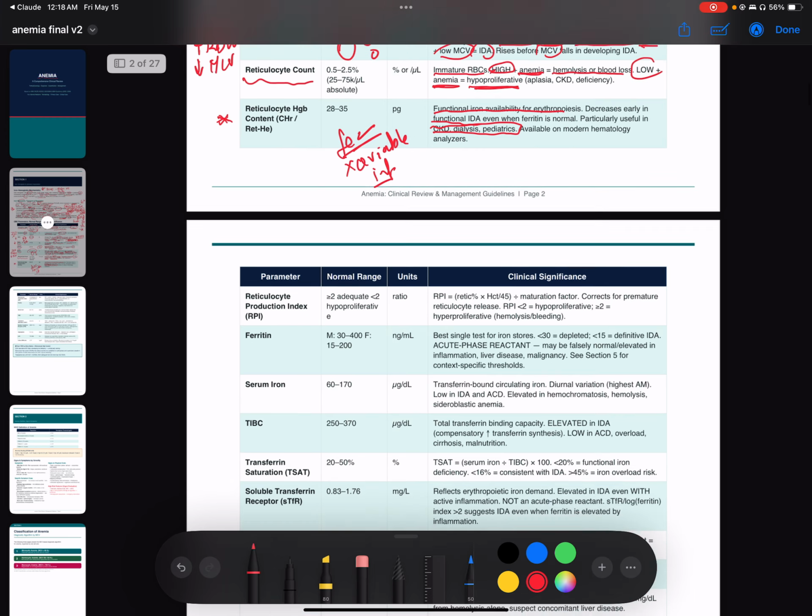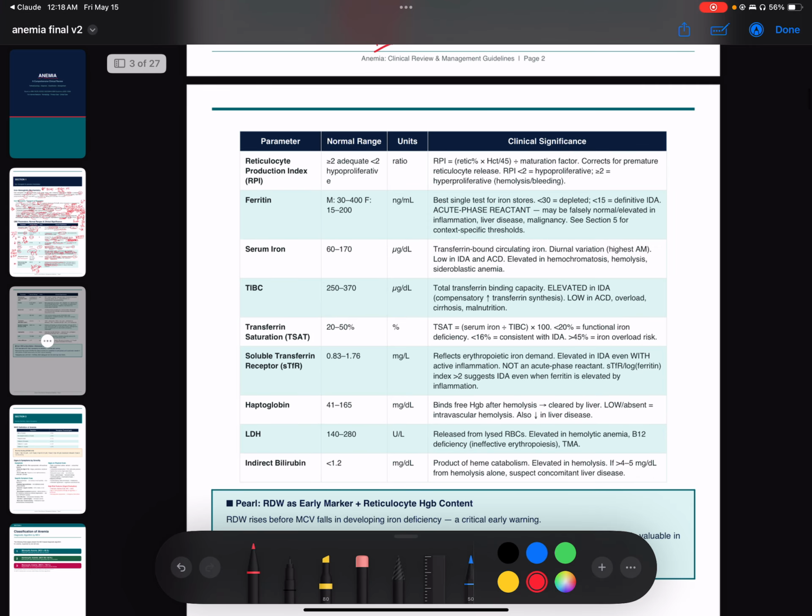Okay, let's continue. Then we have the reticulocyte production index, or RPI. This is really important in normocytic anemia, as we'll talk about normocytic anemia in another video. It's an index that you can calculate. You can use MDCalc or just Google it when you need it. RPI equals reticulocyte count multiplied by HCT over 45, which is the average normal, divided by the maturation factor.